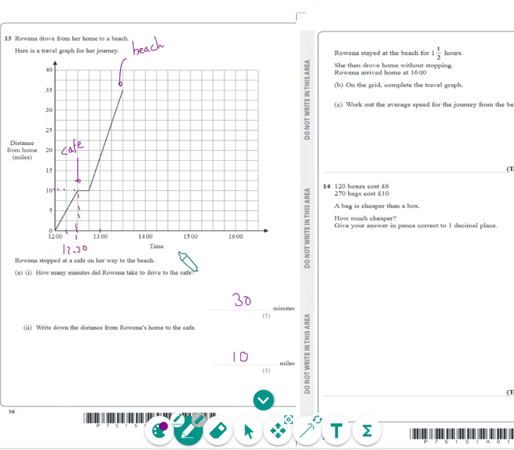Rowena stayed at the beach for 1.5 hours. She then drove home without stopping. Rowena arrived home at 1600. On the grid, complete the travel graph. So let's see, what time does she arrive at the beach? If we read down from here, she arrived at the beach at 1:30 and she stayed there for 1.5 hours. So that's going to take us to 3 o'clock.